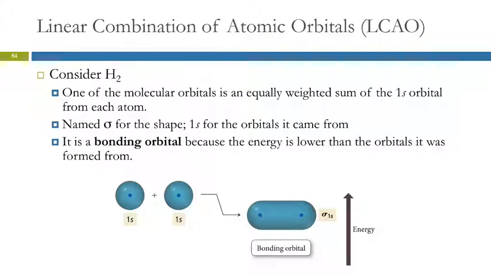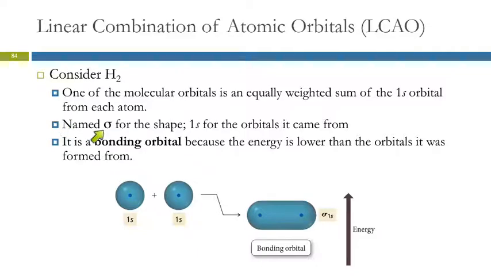So let's look at our simplest molecule, hydrogen, H2. So here's one hydrogen atom, here's another hydrogen atom. They each have one electron in the 1s orbital. Combining these, linear combination of atomic orbitals, we can end up with something that might look like this, and this is considered a bonding orbital because this is lower in energy than the individual atomic orbitals that it came from. Remember, atoms will bond if doing so lowers their energy, makes them more stable. So this is a bonding orbital.